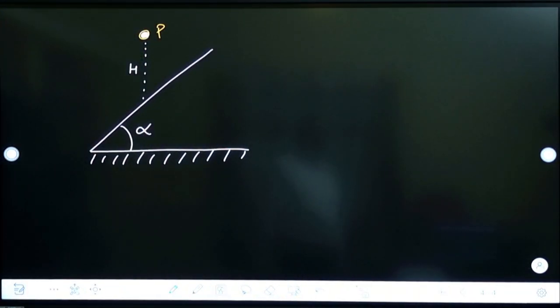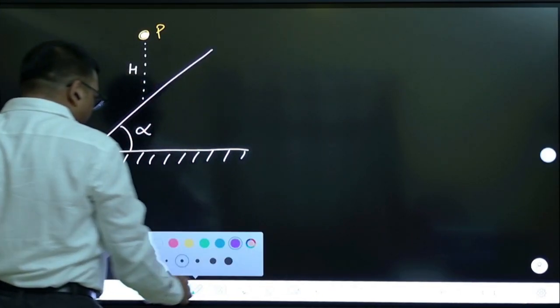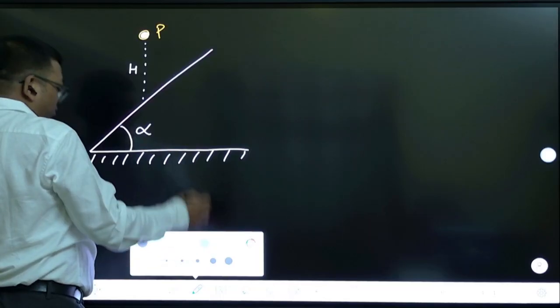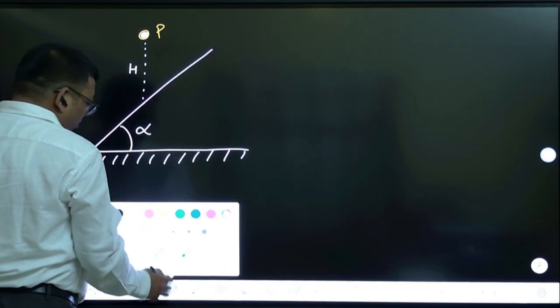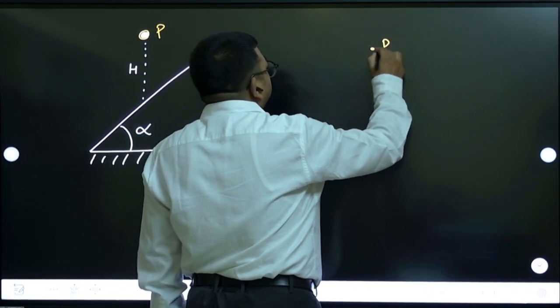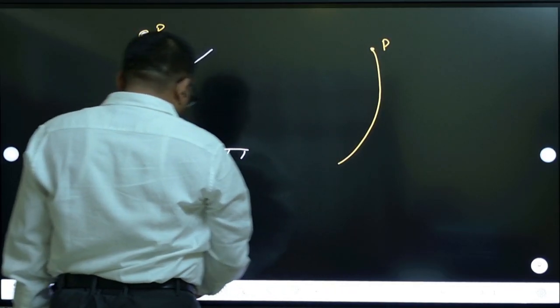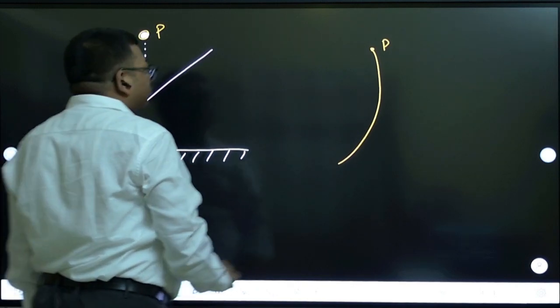No, no, try to understand the question. The question is not that you are dropping it. The question is you are allowing it to fall through a wire. Suppose there is a wire from point P. Some wire may be there like this, and you are releasing that bead in that wire.